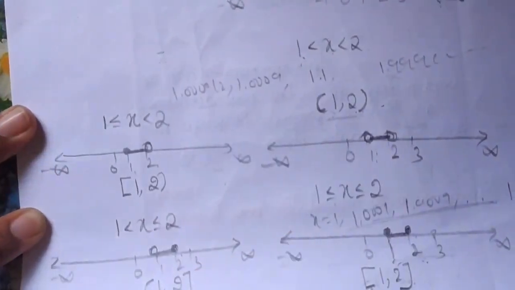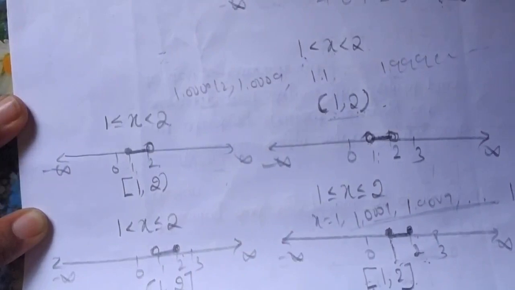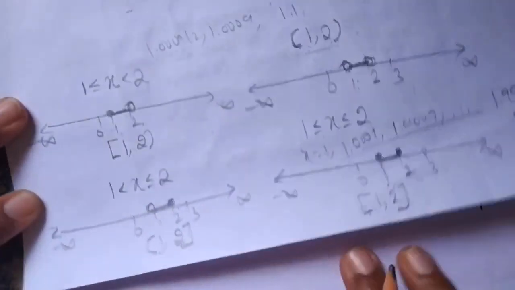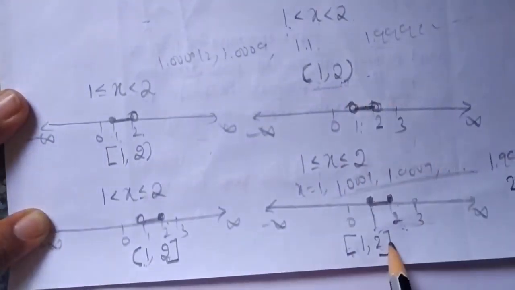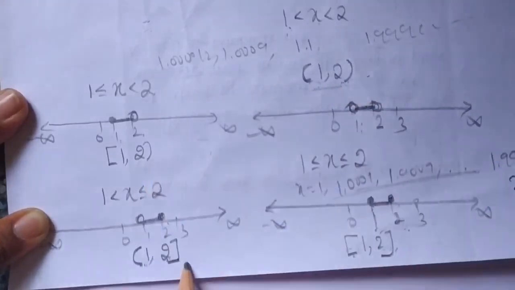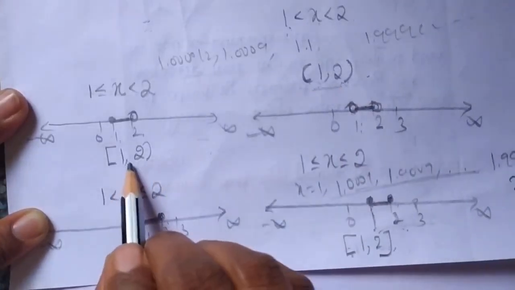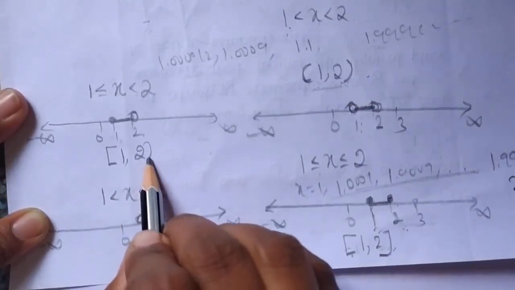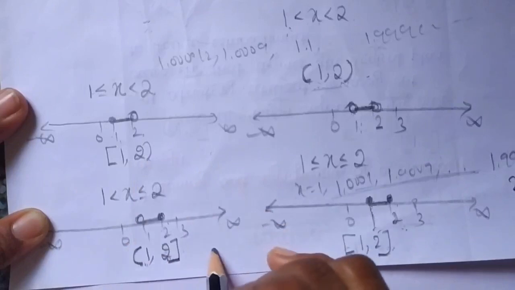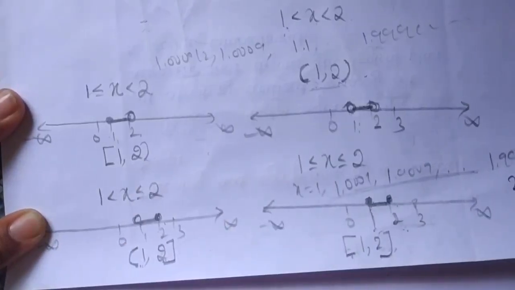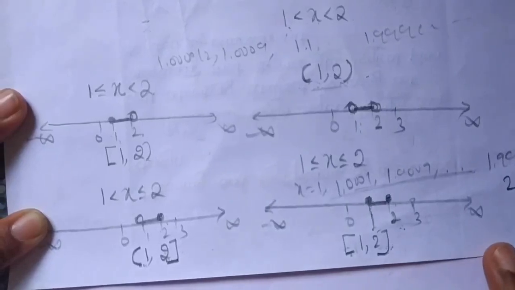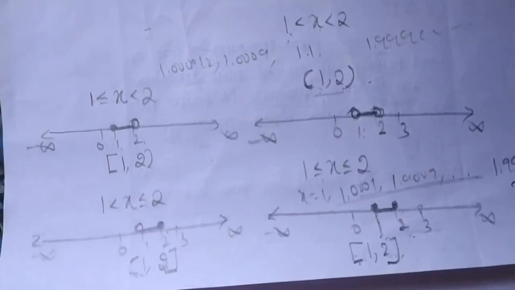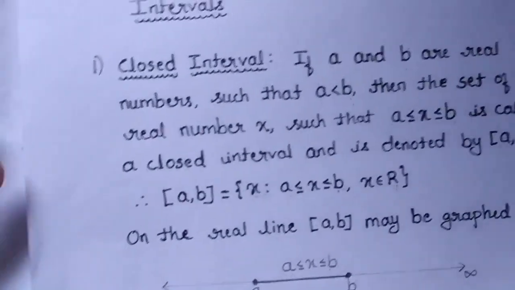The same thing is defined in general as intervals. We call this an open interval, this is a closed interval, and these two are semi-open or semi-closed intervals. Either you can call both of these intervals semi-open or semi-closed. You have learnt the definitions of the intervals in the sets chapter. I'll just recall the definitions of the intervals.